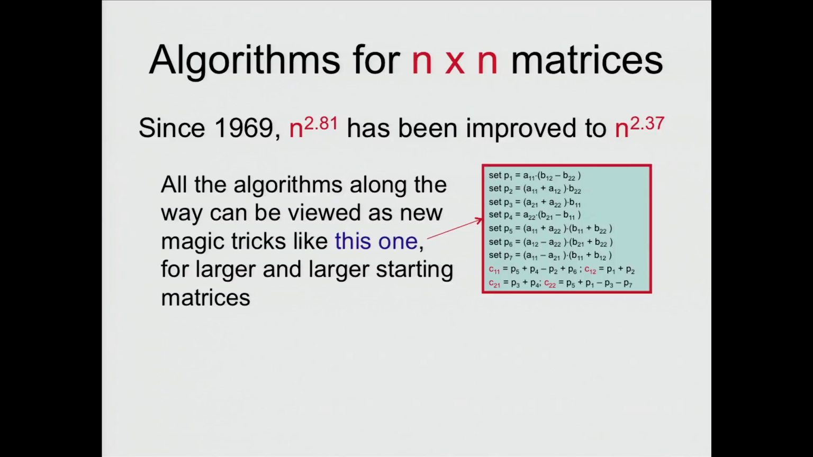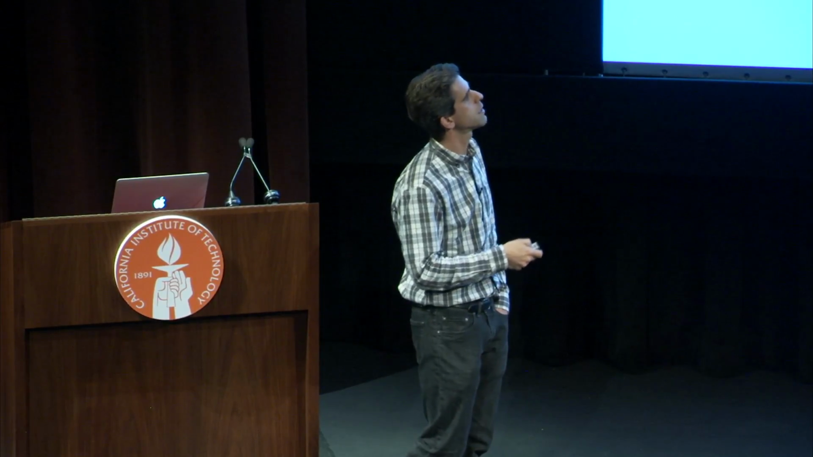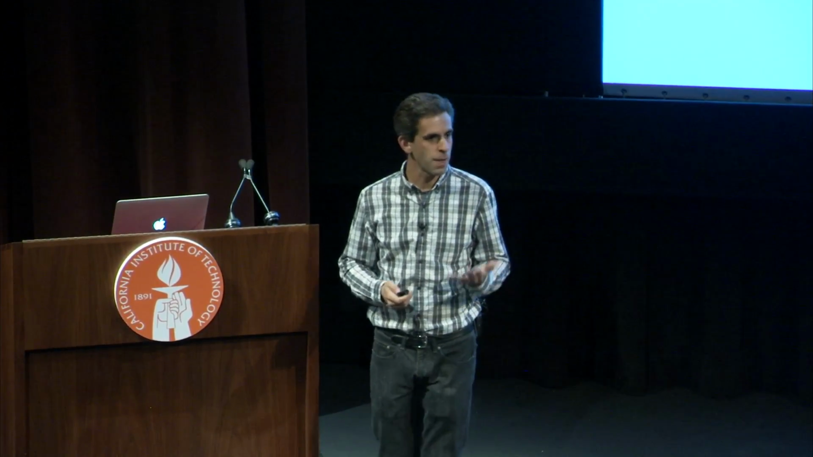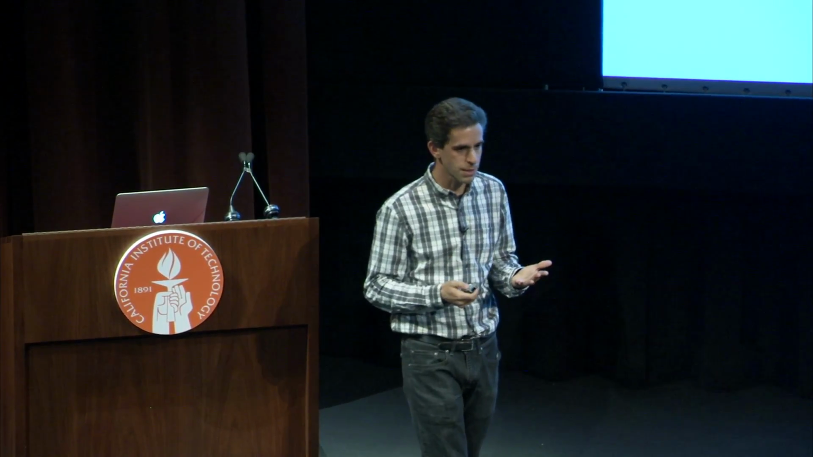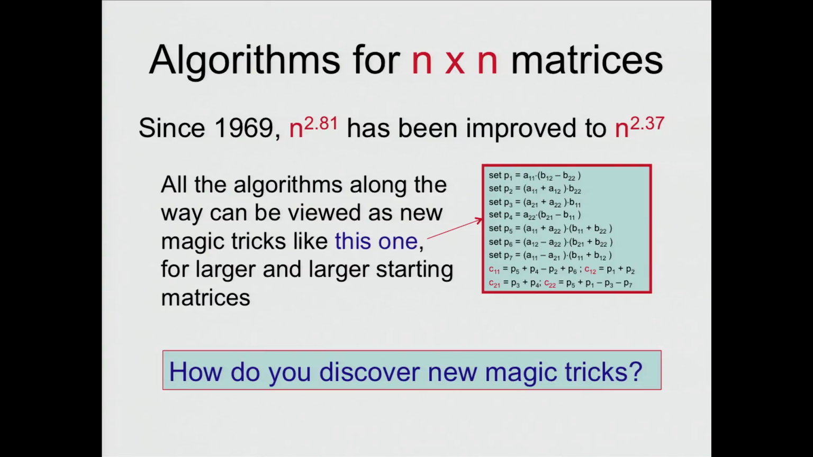And all of those ideas, from a certain perspective, can be thought of as different magic tricks like this one that we just saw, okay, that work on larger and larger matrices. So now a question is, how do you come up with these magic tricks? Is it just somebody staring at a sheet of paper and thinking really hard and coming up with something like that? Because that doesn't seem possible, right? There has to be something more systematic or principled in this.